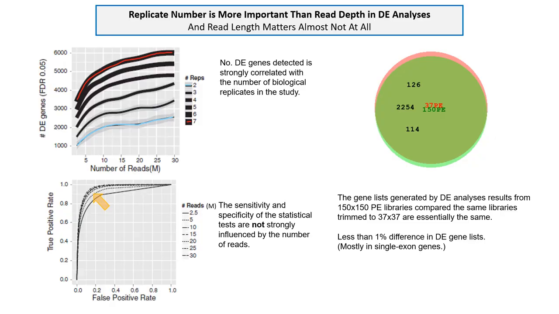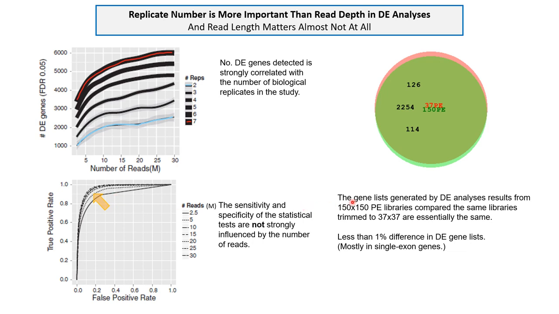When planning their RNA-Seq experiments, investigators often ask whether it is more important to have more samples or to sequence the samples to a greater depth. The answer is that the number of DE genes detected is strongly correlated to the number of biological replicates in the study, while the total number of reads has little effect on the ability to distinguish true versus false positives, since the ROC curves quickly reach saturation. So, more replicates are better than more reads.